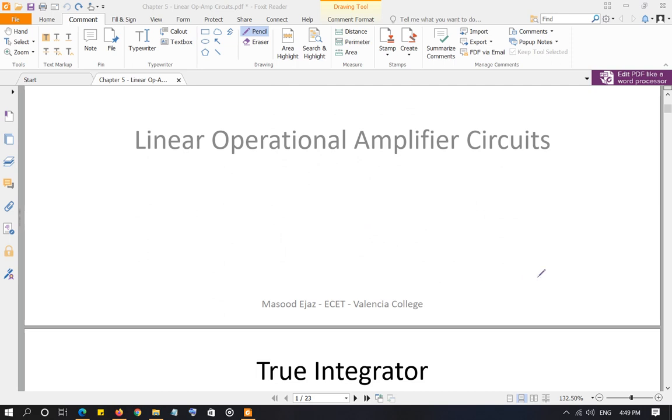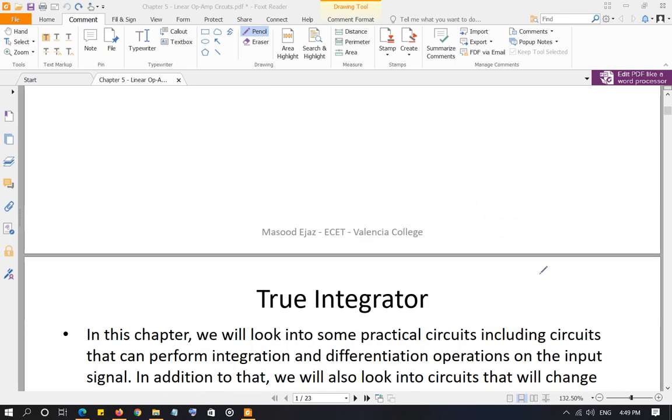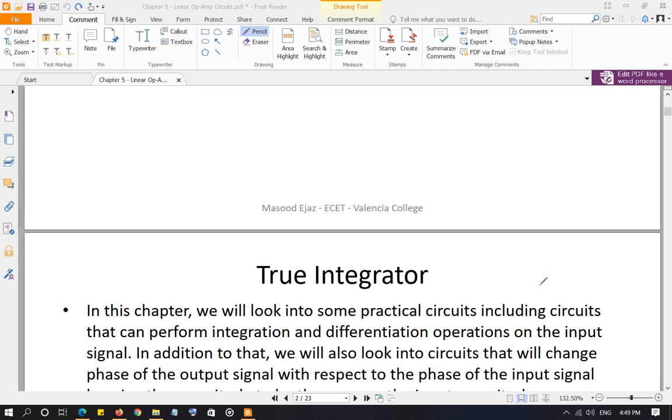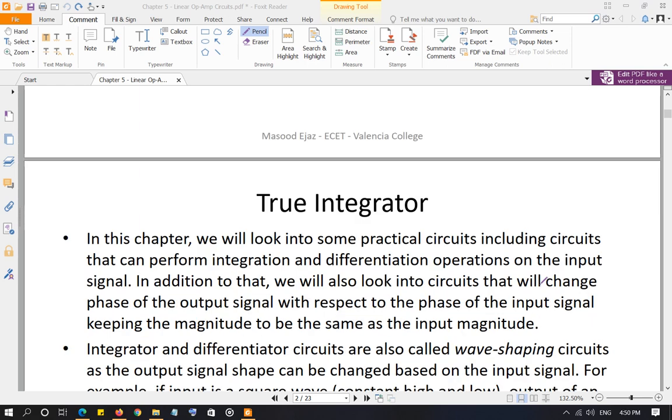So in the first video, we will start with the integrator circuits, and there are two integrator circuits: the true integrator circuit and the AC integrator circuit. We're going to look at both of them in this video.